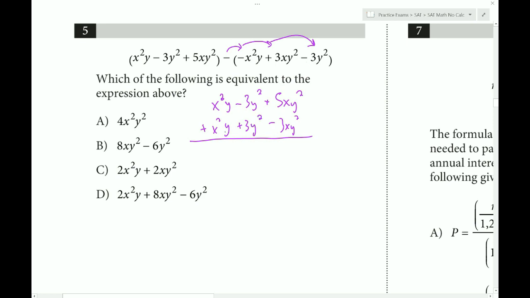Okay, so now we just add vertically. We have x squared y and another x squared y. That gives me 2x squared y. This middle term will cancel out. And then I have a plus 5 combining with a minus 3, so that gives me plus 2 of the xy squareds. Okay. So that looks like answer choice C.